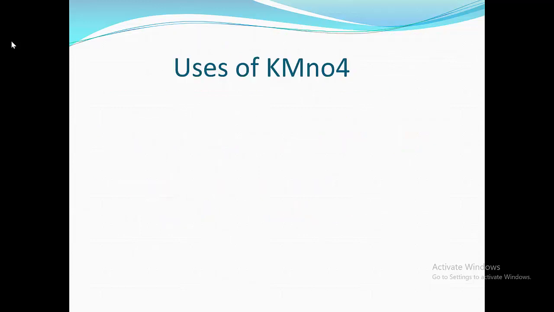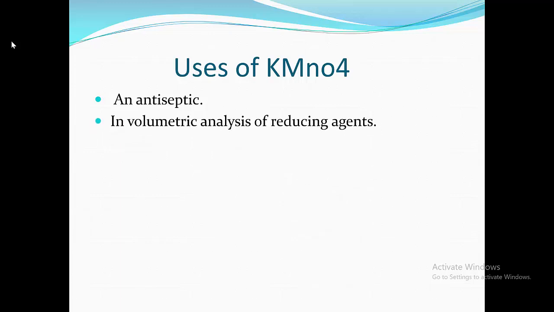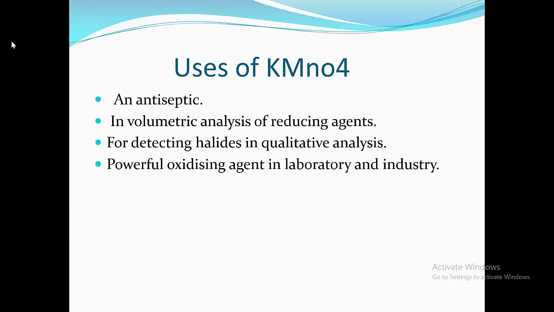Uses of KMnO4. It is used as an antiseptic or disinfectant. It is used in volumetric analysis as a reducing agent. It is used for detecting halides in qualitative analysis. It is used as a powerful oxidizing agent in laboratory and industries. It is used to detect unsaturation in a given substance like alkenes, alkynes in the laboratory. That is Bayer's reagent. Alkaline solution of KMnO4 is known as Bayer's reagent, which is used to detect unsaturation.